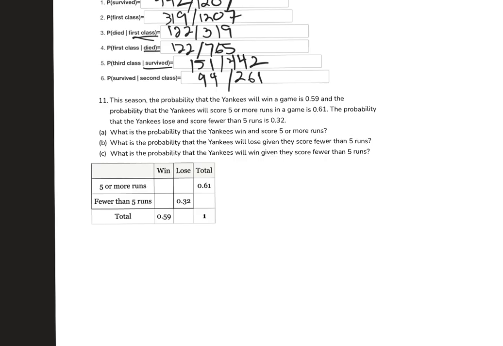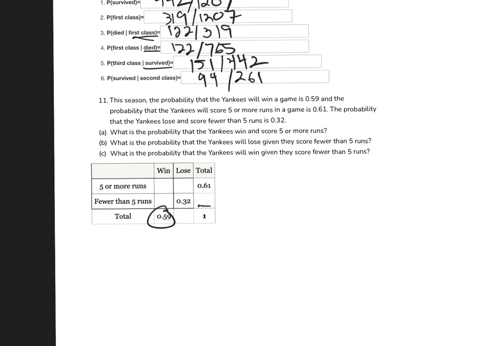And so we're told the probability the Yankees will win a game is 0.59, which is this value right here. And we're also told the probability that the Yankees will score 5 or more runs is 0.61. And the probability the Yankees lose and score fewer than 5 runs is 0.32, this number here. Okay, so we can start to fill in some of these values here.